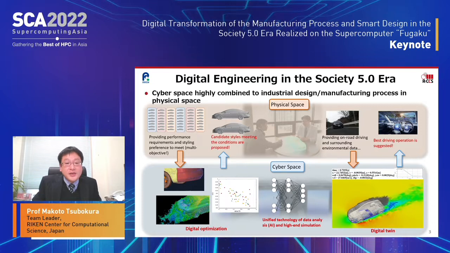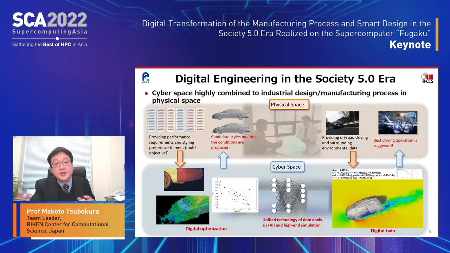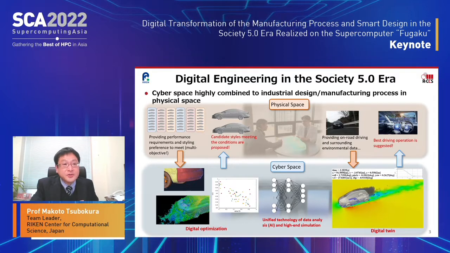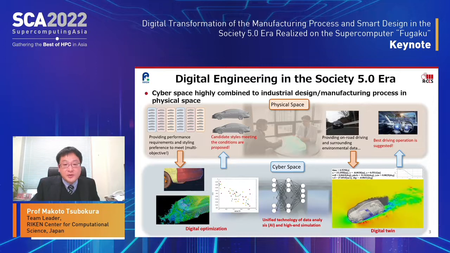On your right is the so-called digital twins. Here, on-road driving and surrounding environmental data in physical space are provided. Many high-fidelity aerodynamic simulations coupled with the vehicle's motions and virtual driver's reactions are executed simultaneously in cyberspace. The AI suggests the best driving operation depending on the driving conditions.